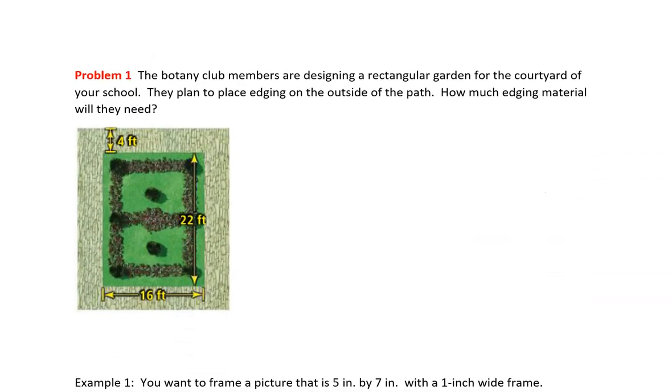Let's look at problem number 1. The Botany Club members are designing a rectangular garden for the courtyard of your school. They plan to place edging on the outside of the path. How much edging would they need? This is on page 60. They have the picture that represents it, but they also have a little hand-drawn figure as well. So we'll do one of those.